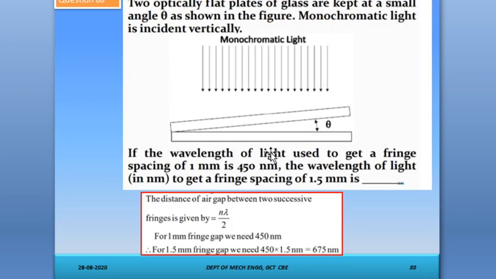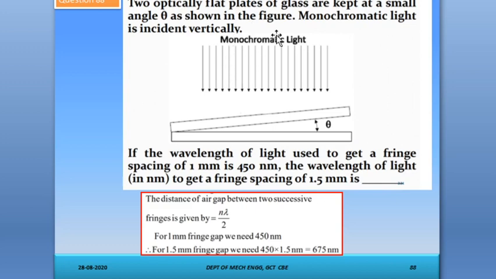Next one. Two optically flat plates of glass are kept at a small angle theta, as shown in the figure. Both are flat plates of glass material. Monochromatic light is incident vertically, so the light waves are passing through in the vertical direction.